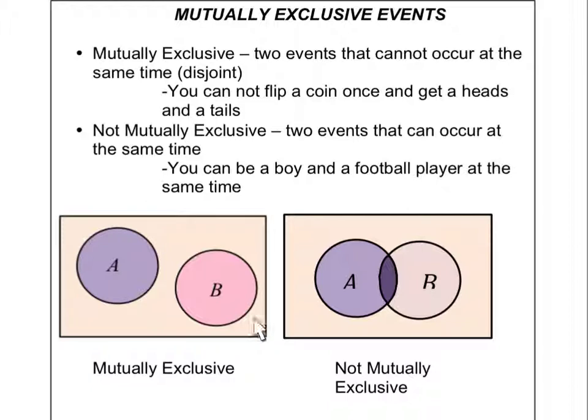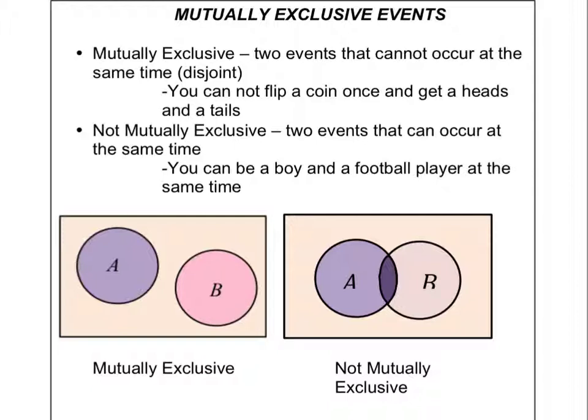As you look at the picture down here on the bottom, this is an example of a Venn diagram of mutually exclusive events. Here's the probability of A, here's the probability of B. They're completely separate. They have no relationship. They don't share anything at all. They're separate from each other.